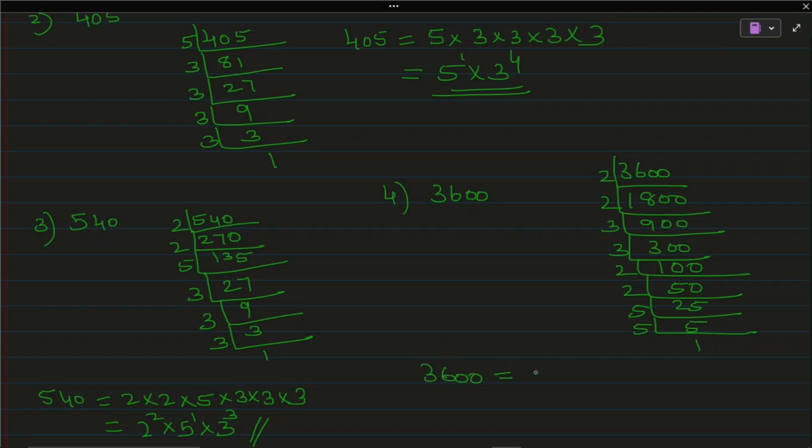So 3600 you can write as, here you can see 2 is repeating 4 times, so 2 raised to 4, and 3 is repeating 2 times, 3 raised to 2. Now 5 is repeating 2 times. So this is the exponential form.